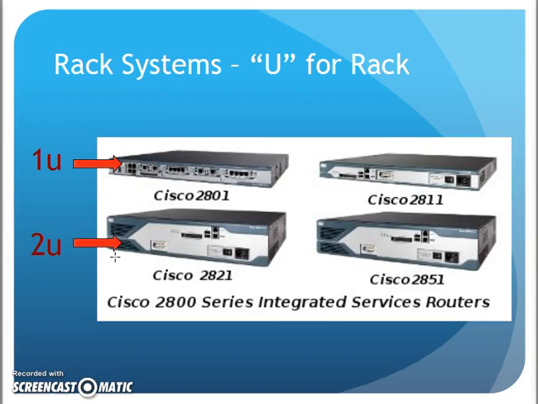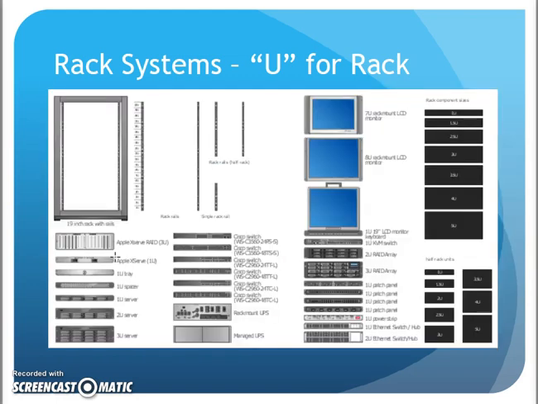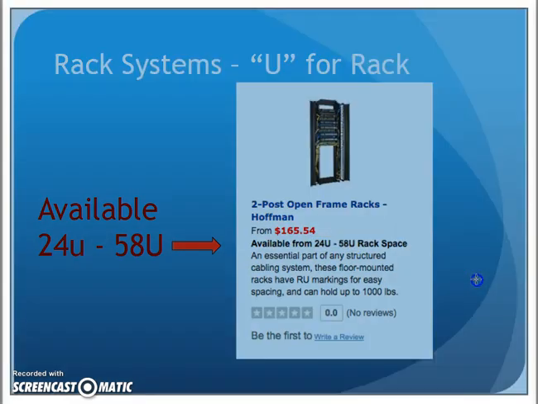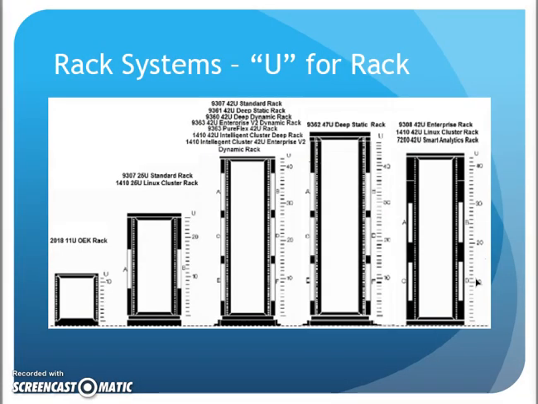And the racks are indicated on how many U's can fit in there, how many pieces of equipment can fit in there. And that's what they're getting at here. A rack would be so many U's, and my pieces of equipment are all different sizes, so that lets me know how much can actually fit in there. And when you buy them, they'll even tell you available 24U to 58U. They're giving you a unit size, how many things can be bolted in. And here's a whole bunch of different rack sizes just to give you an idea.